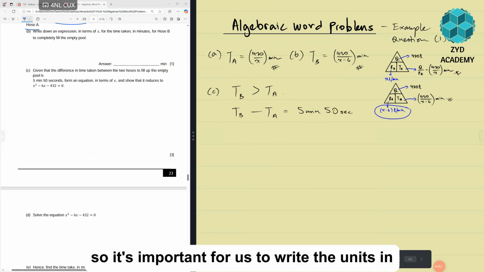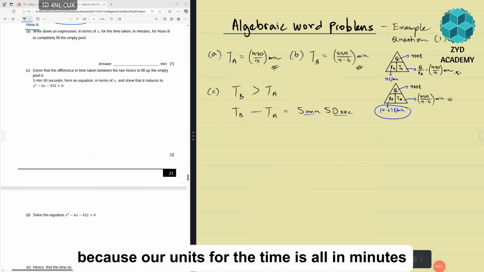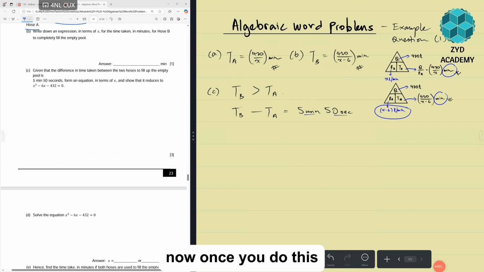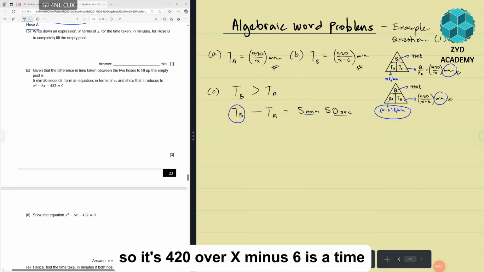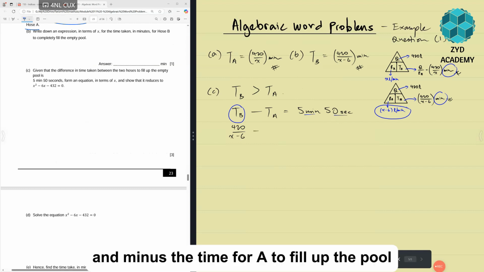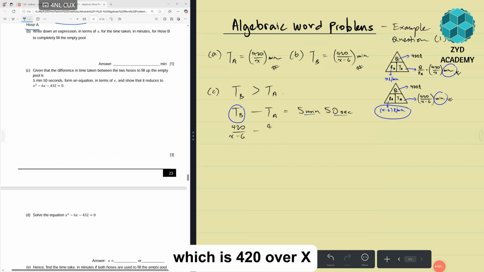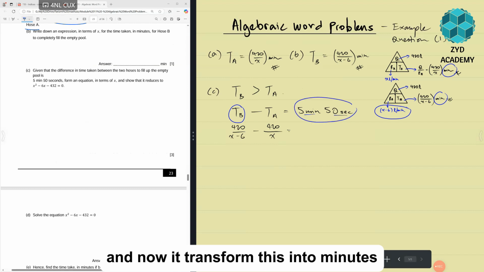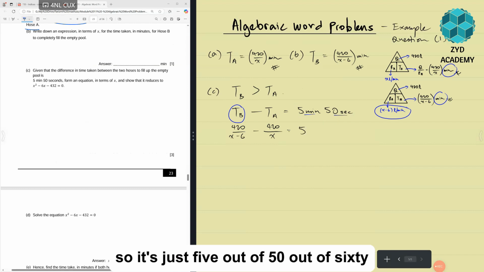So it's important for us to write the units in because our units for the timing are all in minutes. So we have to do a bit of change now. Once you do this, you can replace it with the relevant expressions. So it's 420 over X minus 6. That's the time B takes to fill up the pool. And minus the time for A to fill up the pool, which is 420 over X. And now we have to transform this into minutes. So it's just 5 and 50 over 60.